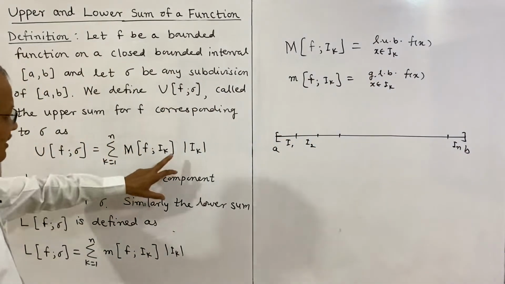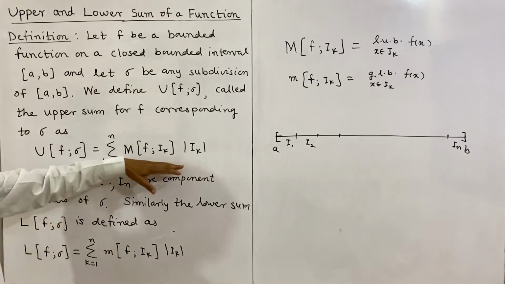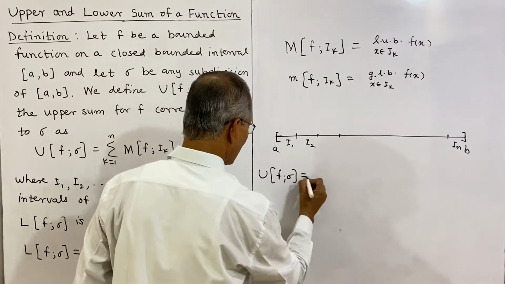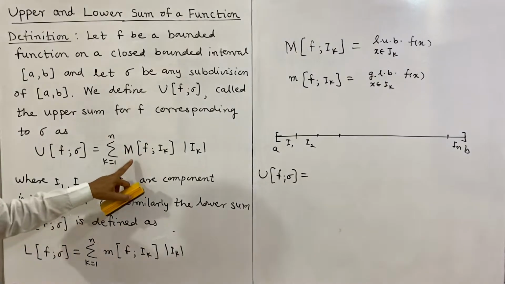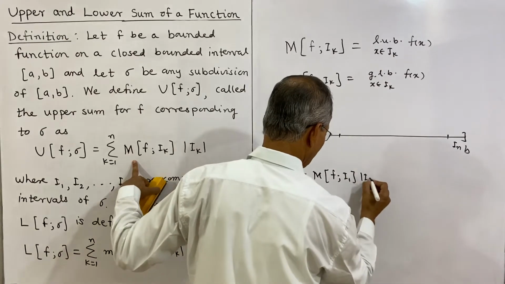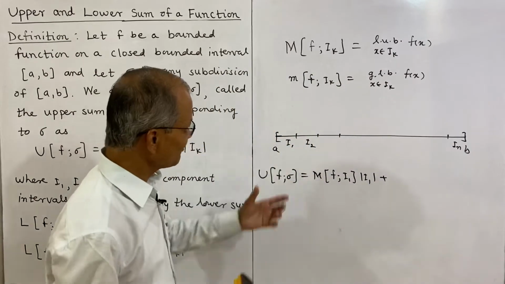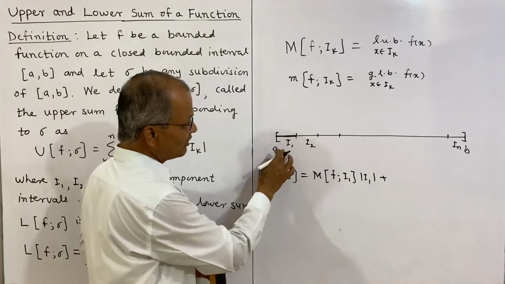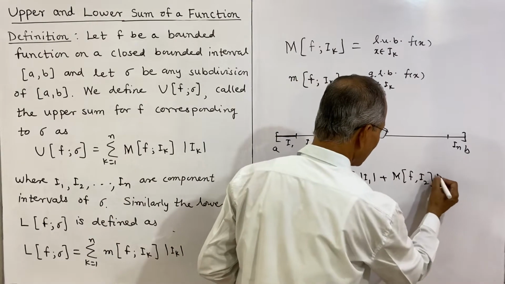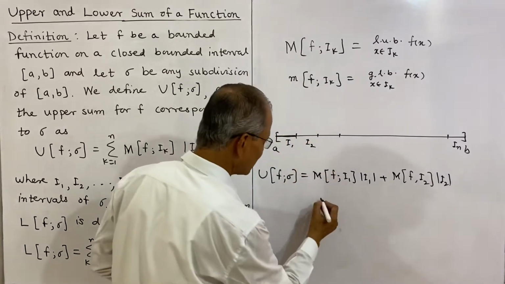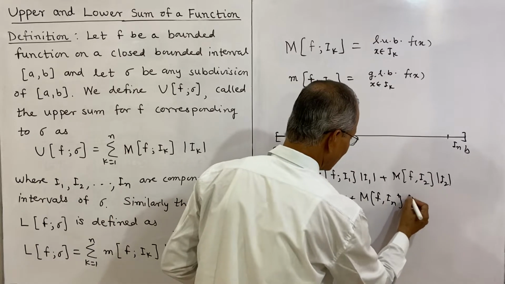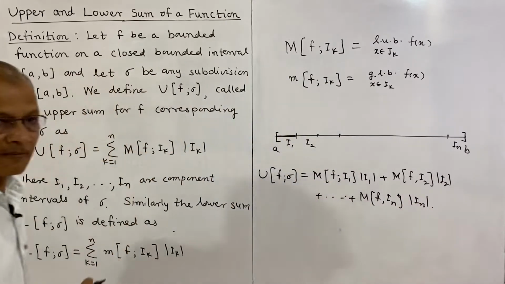And for each subdivision we have to take this product, and so therefore actually the upper sum of f on sigma will be, if you take k equal to 1, the first term is M of f on I1 into the length of I1 plus, so that means the maximum value of the function in this interval into the length of the interval, plus similarly the maximum value of the function in the second interval into the length of the interval, and so on, that is continued, and the last we will get the maximum value of f on In into the length of In. So this is the meaning of the upper sum.